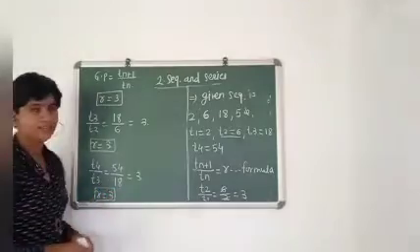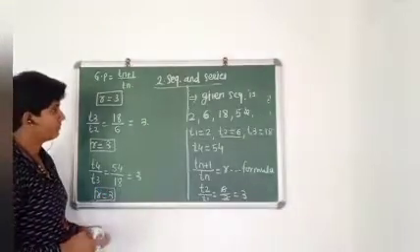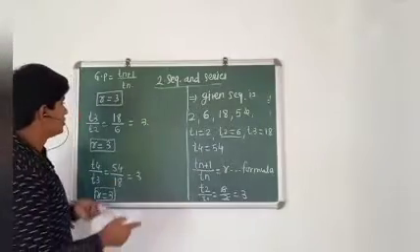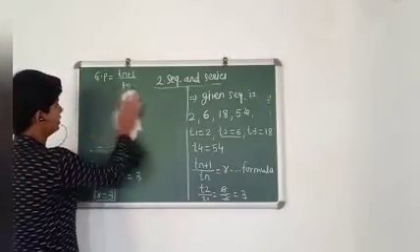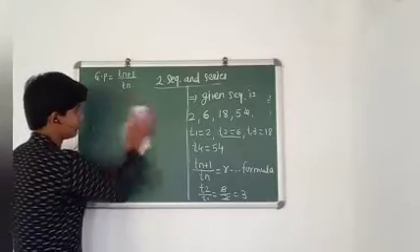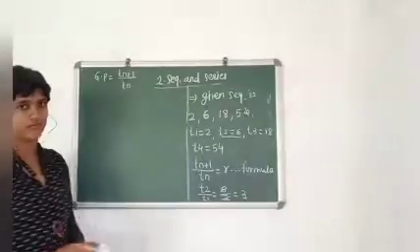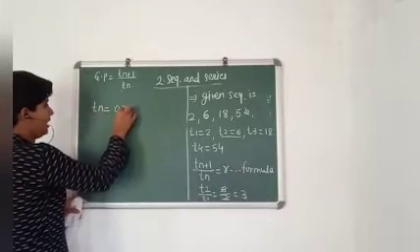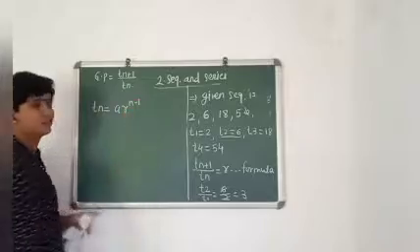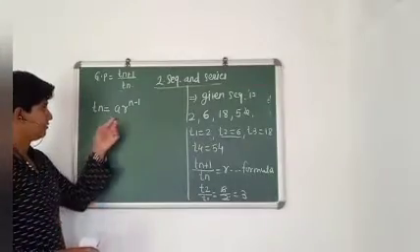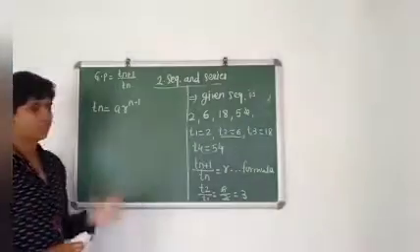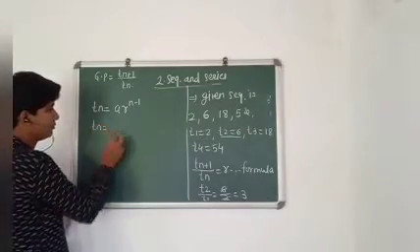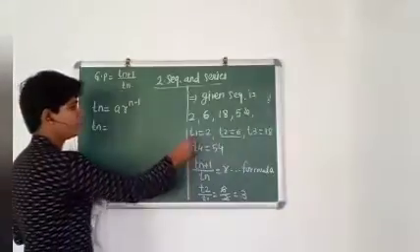Therefore, the given sequence is a geometric progression because here R is the same for all. So the given sequence is a geometric progression. Then to find its nth term, Tn is equal to the formula A into R raised to n minus 1. Here A is our first term and R is the common ratio.